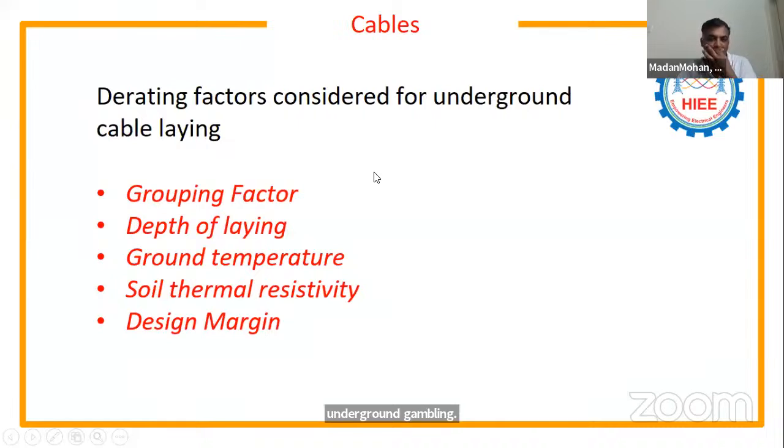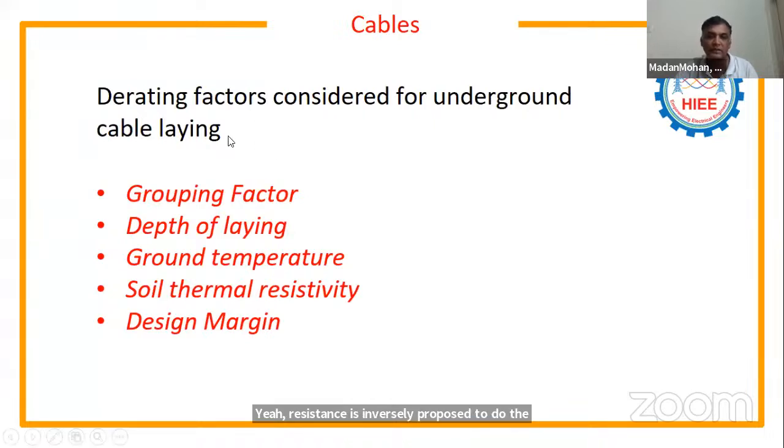Guys, these are the factors we consider for underground cable laying. That is grouping factor, depth of laying factor, ground temperature. This is the effect of ground temperature, I have shown you now. At 30 degrees centigrade, your cable is designed for a ground temperature of 30 degrees centigrade. Cable current carrying capacity mostly gets affected by the temperature. Temperature is directly proportional to the resistance, and resistance is inversely proportional to the conductance.